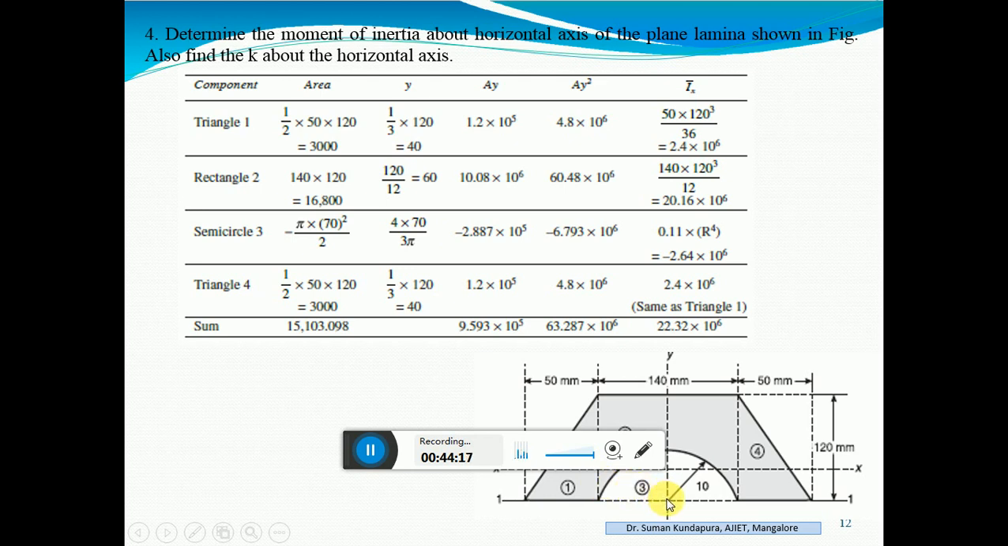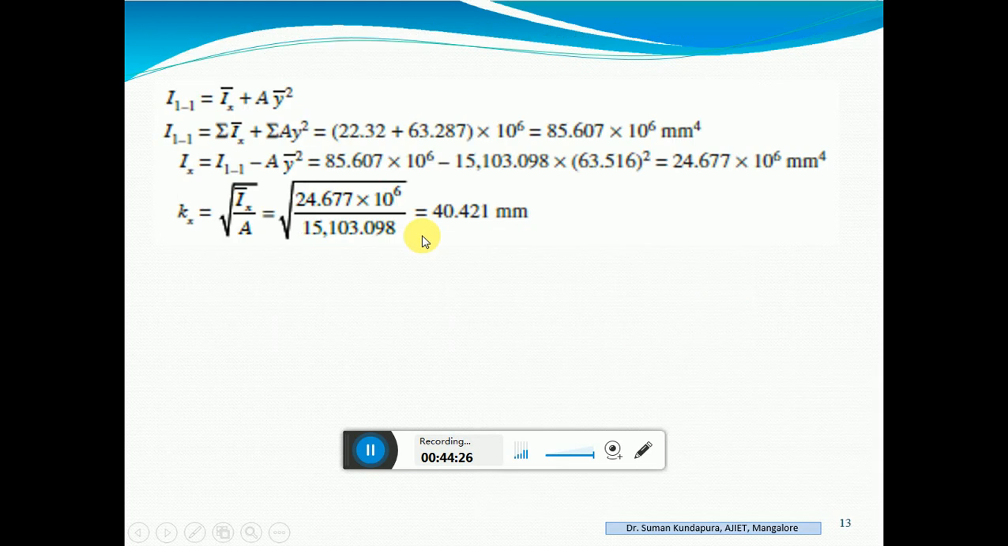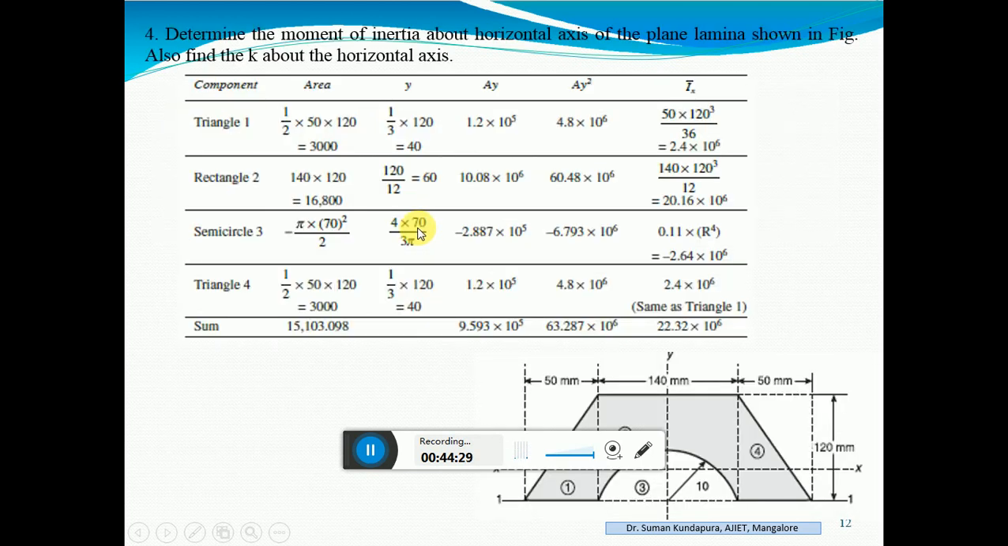Semicircle, centroid will lie somewhere here. So the y distance is 4r by 3 pi. 4r, r is 70. So it is 4 into 70 divided by 3 pi. Next, coming to this triangle, CG centroid will lie somewhere here, which is at a distance of 1/3 of 120. Okay, from this side if you are coming, it is 2/3 of 120. From this side if you are coming, it is 1/3 of 120. It is 40.